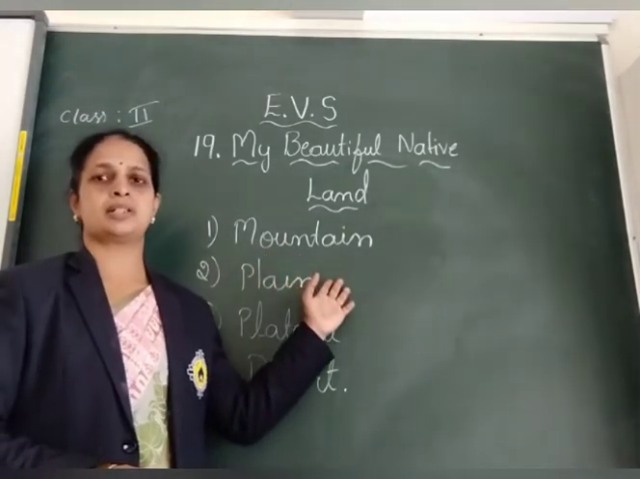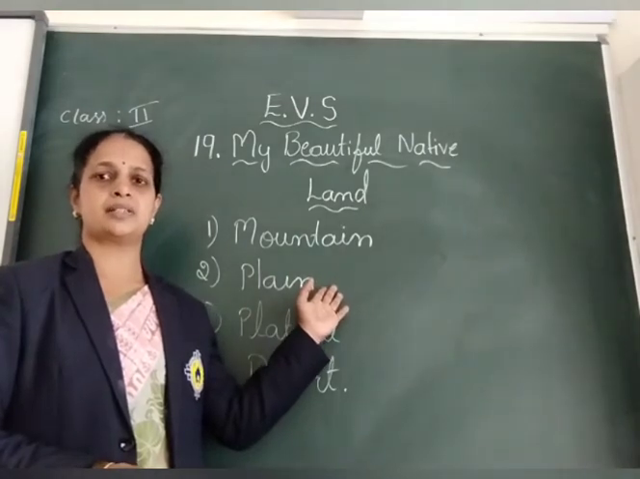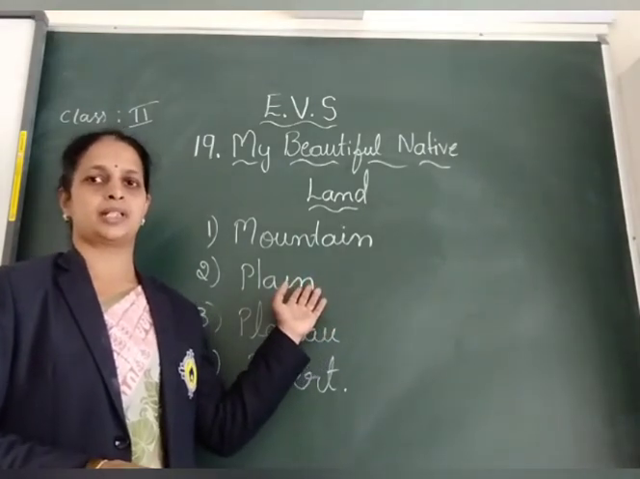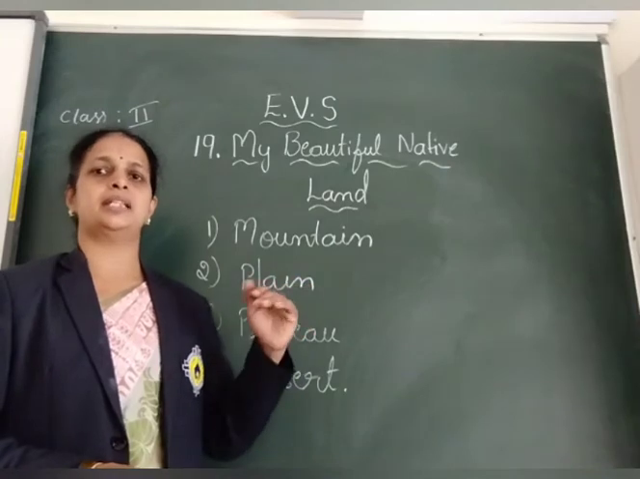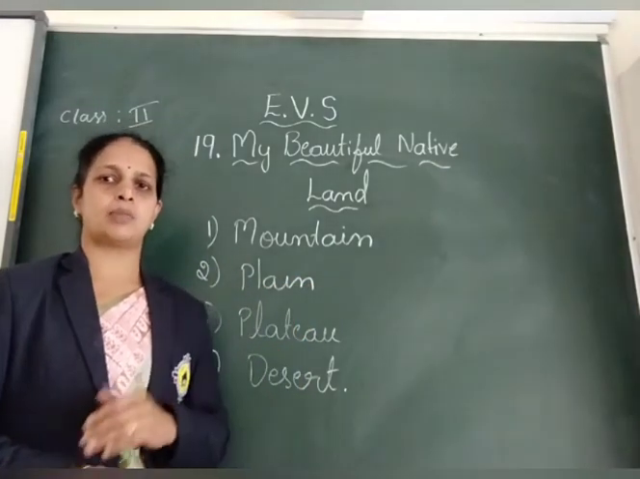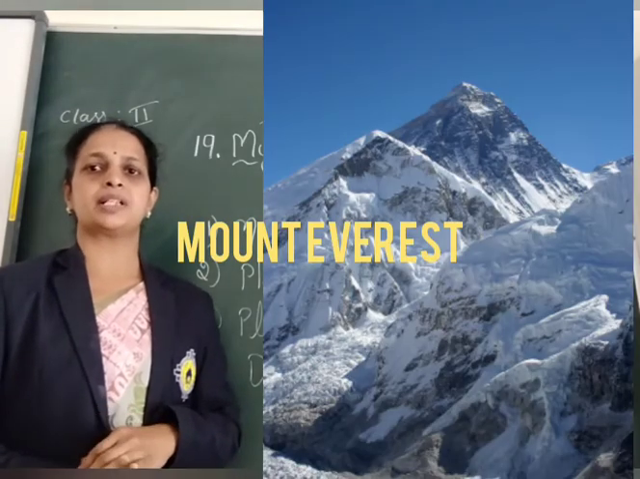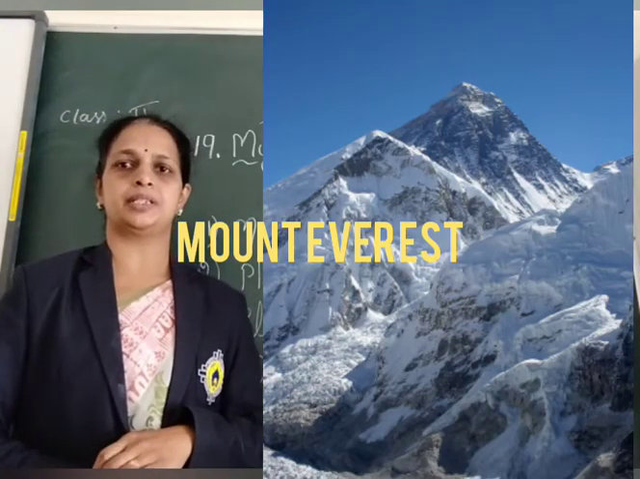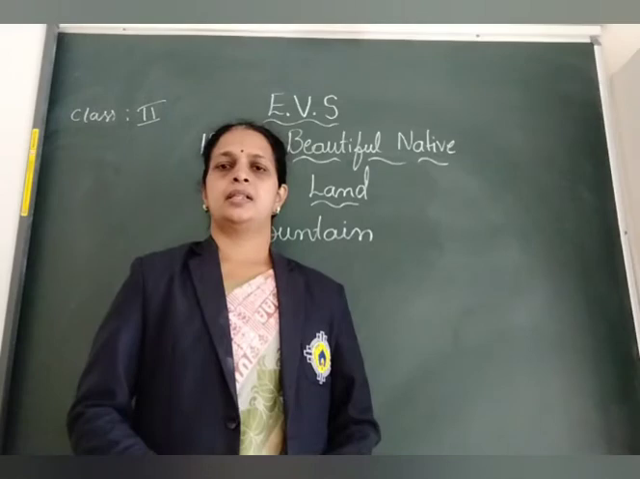Hills also come under mountain only, but they are lower than the mountain. It is also an elevated land, but it is lower than the mountain. Mount Everest is the highest peak in the world.